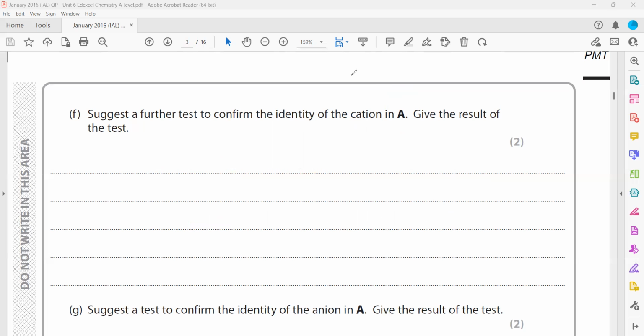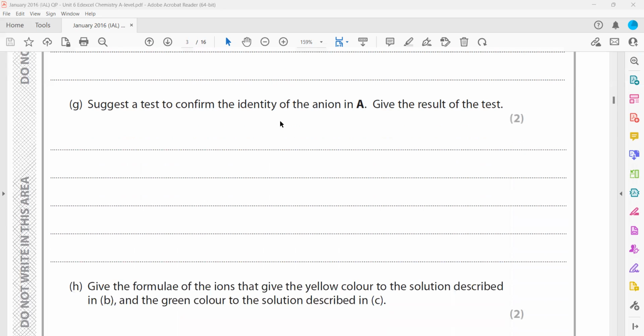Then suggest a test to confirm the identity of the anion. The anion was a chloride ion. How can we test for a chloride ion? The test for chloride ion is to add aqueous silver nitrate, AgNO3. And if it is a chloride ion, it will result in the formation of a white precipitate.